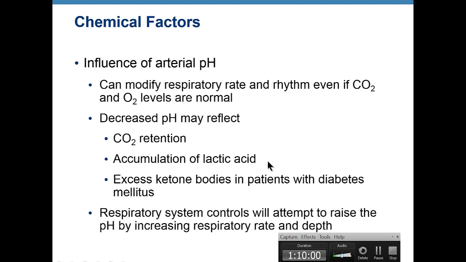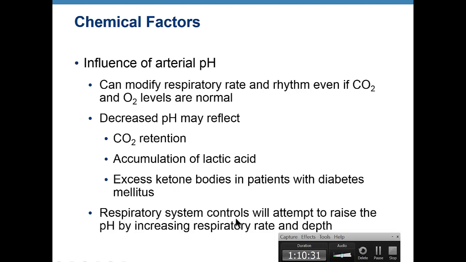Accumulation of lactic acid, what would cause that to build up in the body? Intense exercise. Seizures are an example of intense exercise, right? Because the muscles are all contracting. That's why we need to stop seizures. We can't let them go on for minutes because it's very dangerous. And ketone bodies for people with diabetes. They're breaking down all that fat, converting that into ketone bodies, keto acids. So we're going to see that as a factor as well.